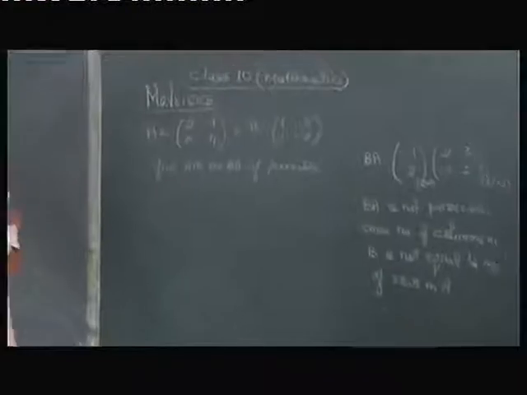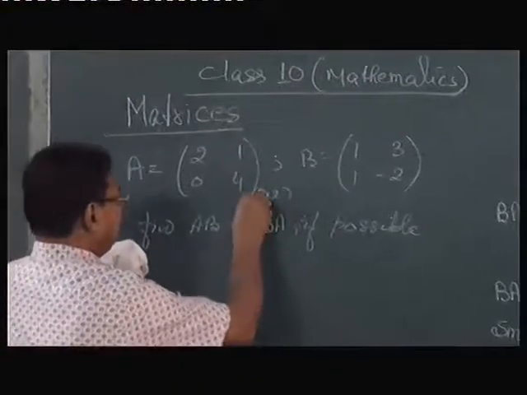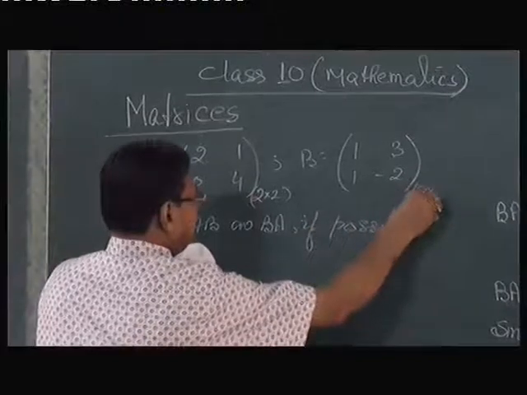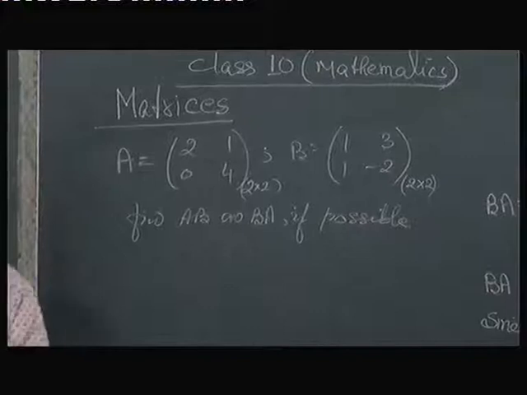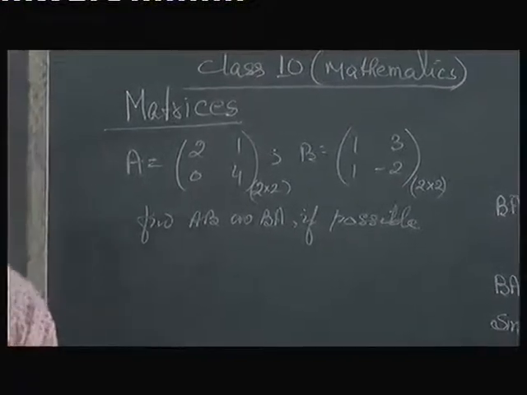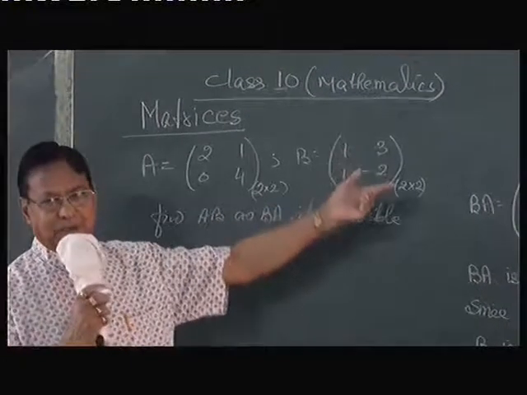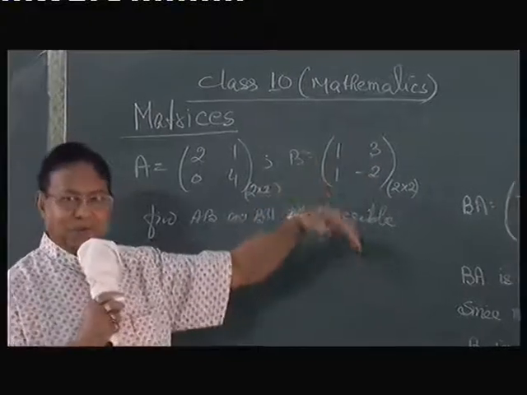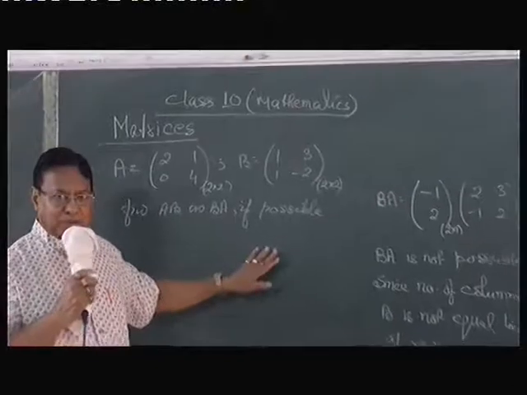Now here, both are square matrix, 2 by 2. Now here both can be multiplied both ways. Number of columns here is equal to number of rows, you get a smiley. If you turn it around, you will get the same thing. So here AB and BA are both possible. So I will do both.